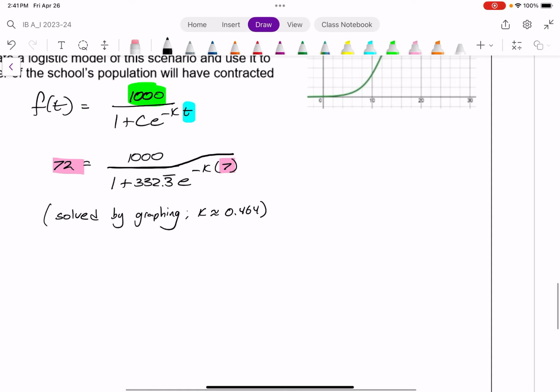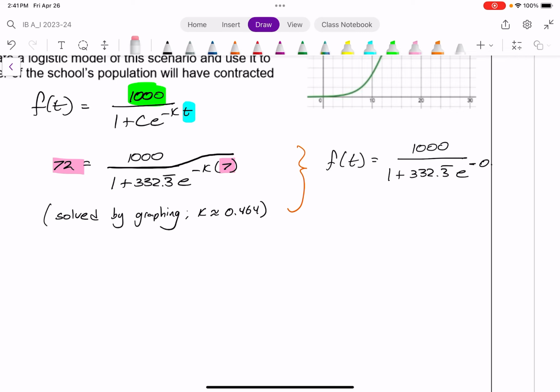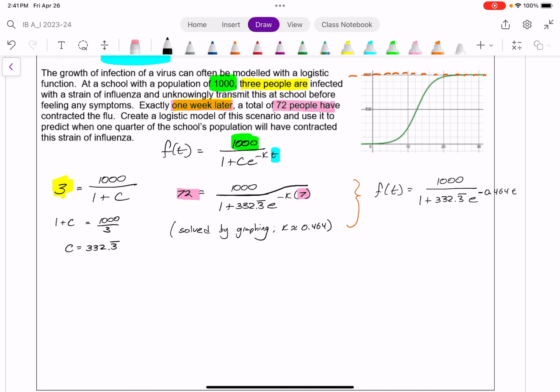I'll put this all together. I can now say f as a function of time, the number of people sick, is going to be 1,000 divided by 1 plus 332.3 repeating, I'll stick with that, times e to the negative 0.464t. I really got to give myself more room to write here. Oh well, now that's a main part of my question done.